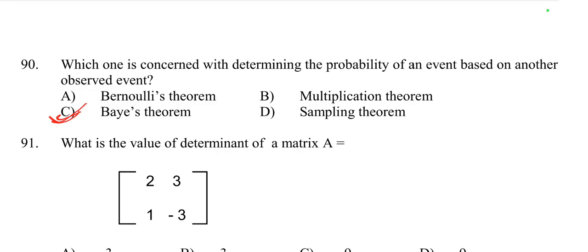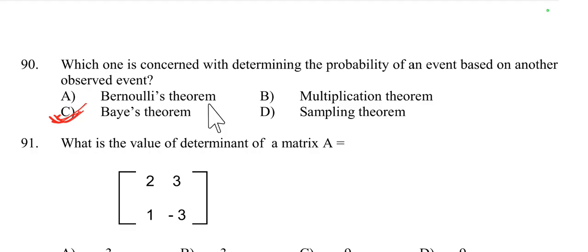Bayes theorem is concerned with determining the probability of an event based on the occurrence of another related event. It provides a way to update the probability of a hypothesis as more evidence or information becomes available. This theorem is fundamental in statistics and probability theory, especially in the context of conditional probabilities. So it is called Bayes theorem.